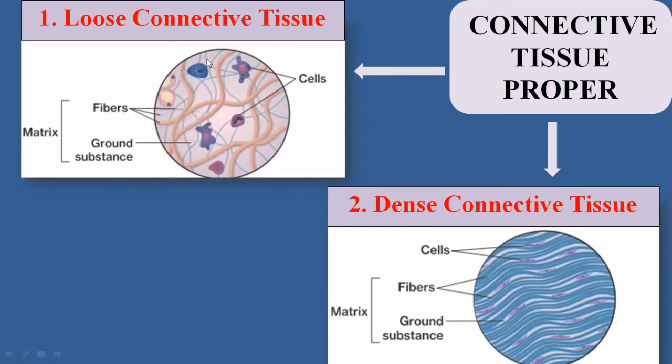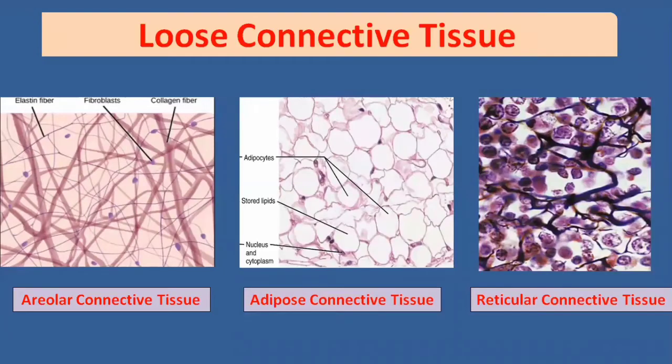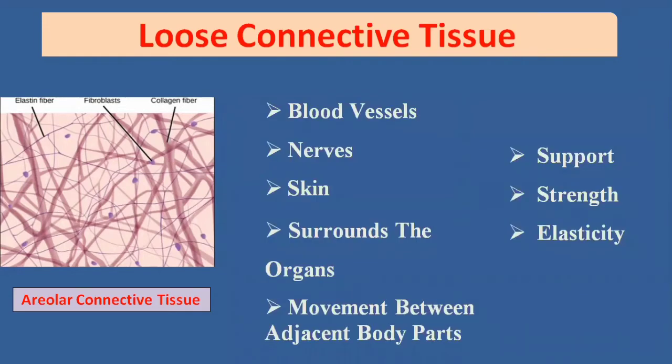These loose and dense connective tissues have further classification. They are classified according to function and location. Loose connective tissue is of three types: areolar connective tissue, adipose connective tissue, and reticular connective tissue. Let's see the function of each of these.